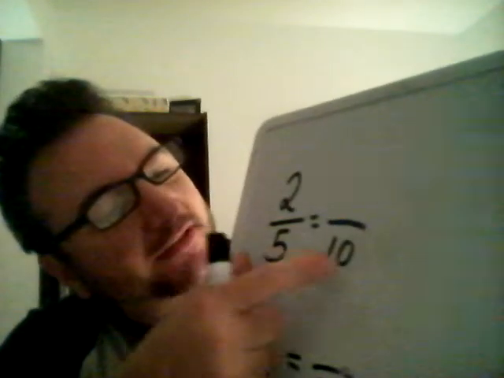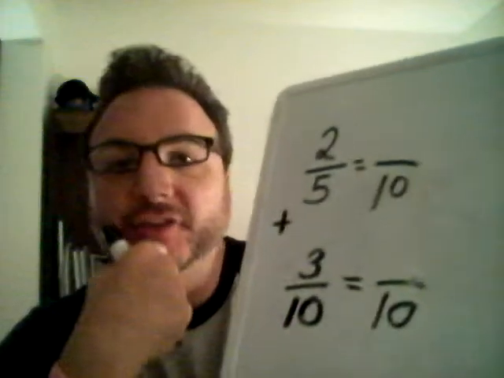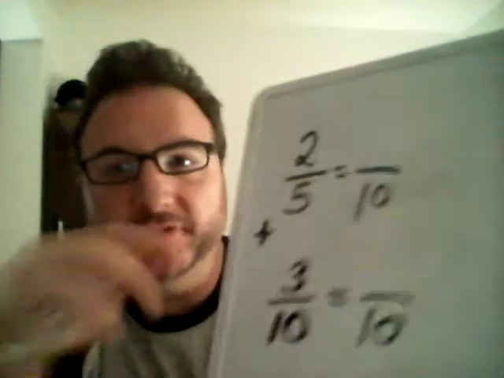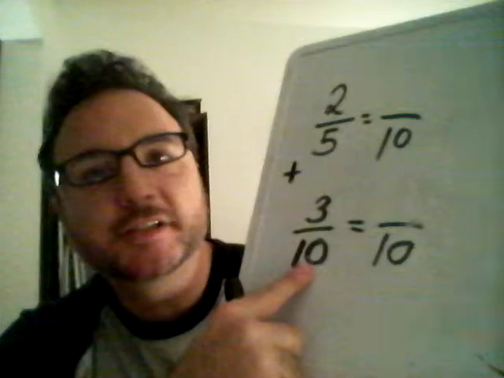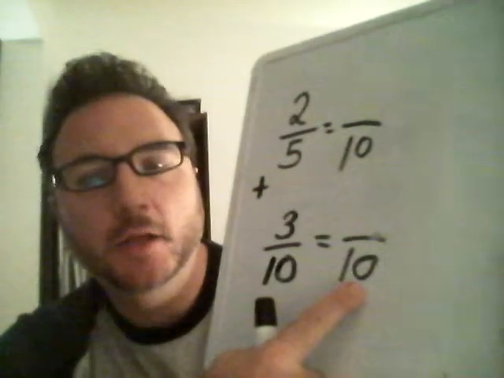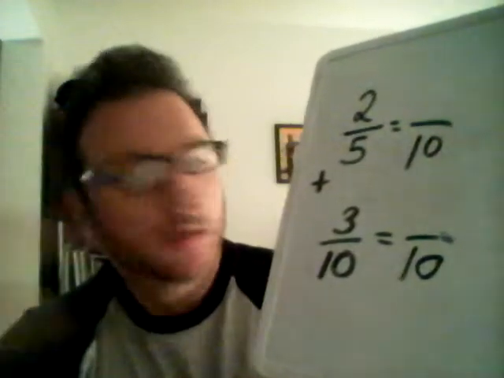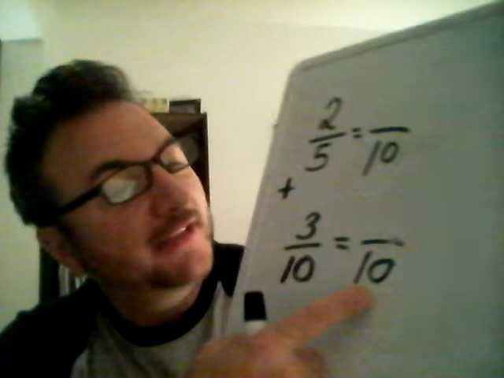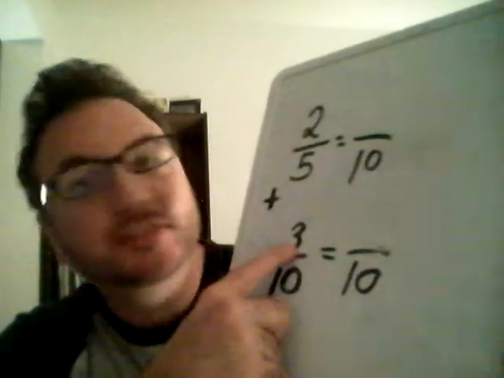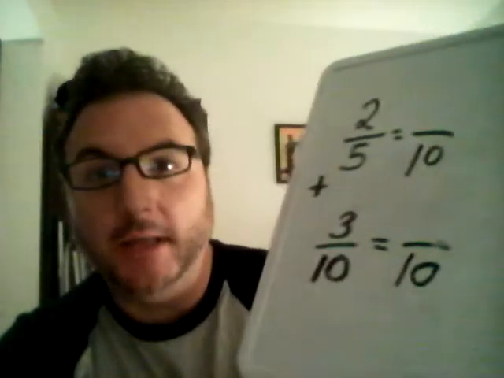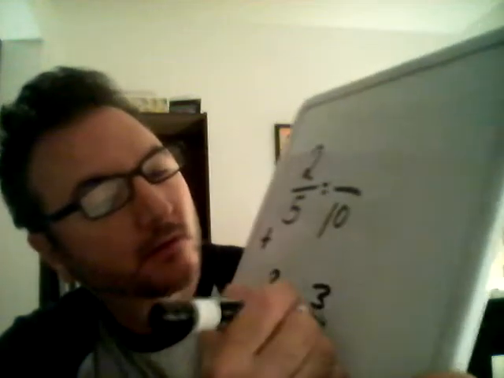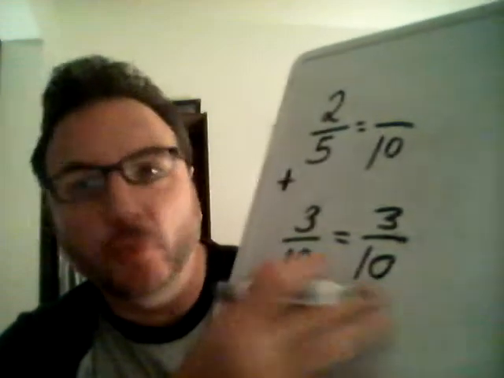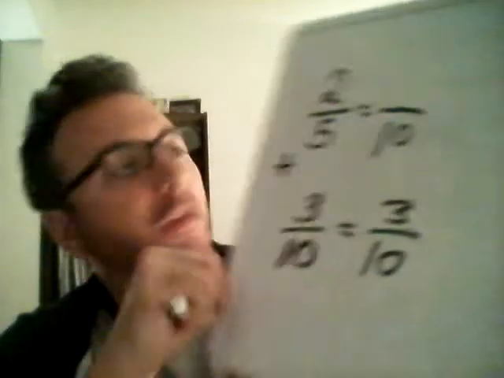I look for the set where the denominators are the same now. Here's a 5, here's a 10. Not the same. Oh, but look, here's a 10, and here's a 10. What does that mean? Well, notice the equal sign. If 10 is equal to 10, then this is a 3, so this also has to be a what? A 3. That was easy. Okay? You always start with the easier one, where the bottoms match.